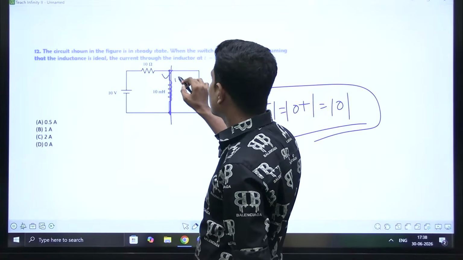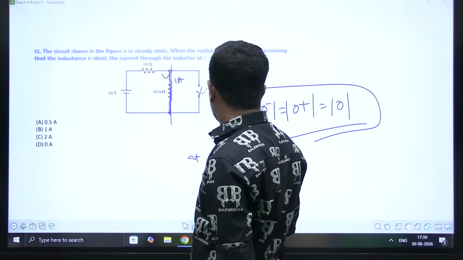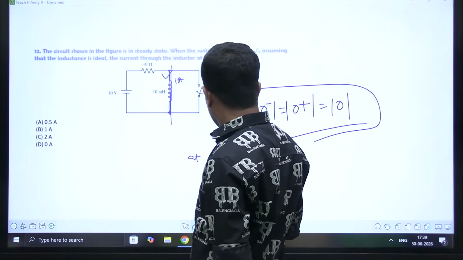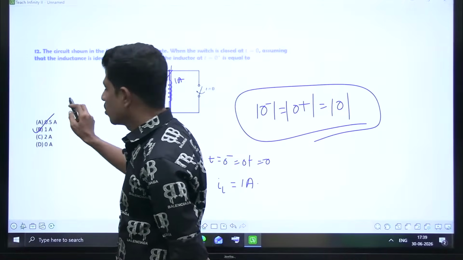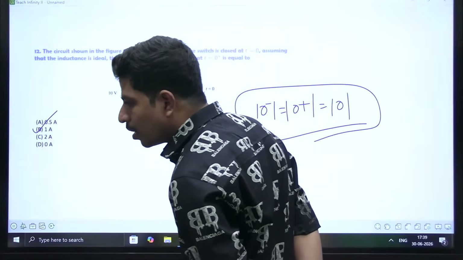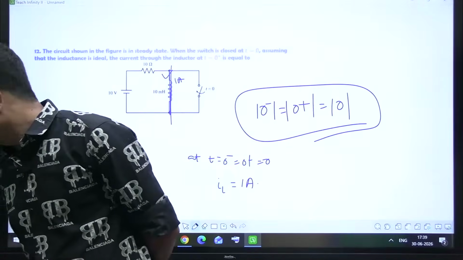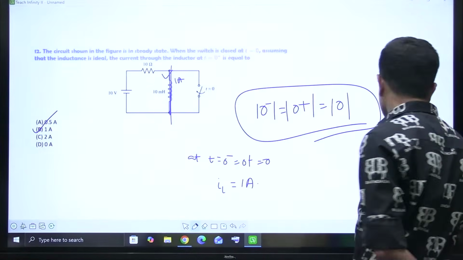Then 10 by 10 is 1 ampere. That 1 ampere at t is equal to 0 minus, t is equal to 0 plus, the current through inductor is 1 ampere only. Sudden change of current is not possible. Option B, B for Bombay. Right? Good. Nishita, good. Tejas, good. And who is this? Gautam 2004. Good, good. Directly, it is option B.